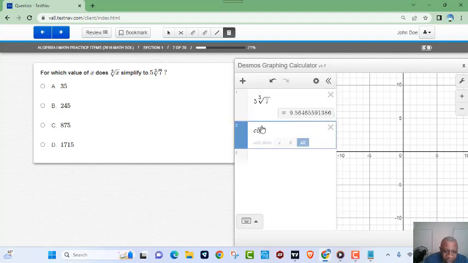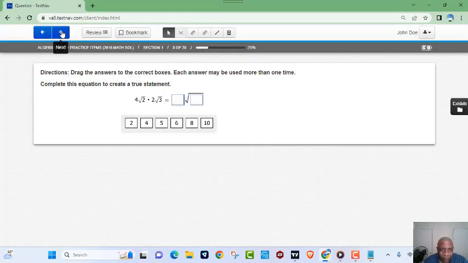So CBRT 245. We get 6.2. Nope, that's not it. So CBRT 875. Yep, that's it. Exactly. So it's C, 875. All right, let's look at the next one.